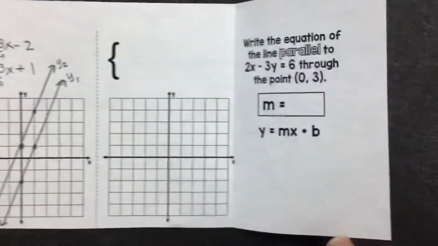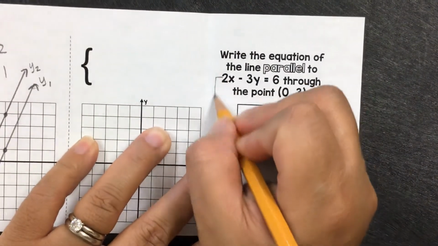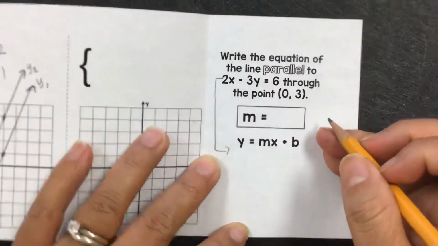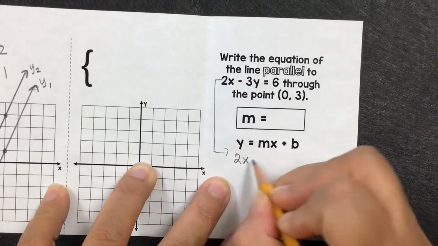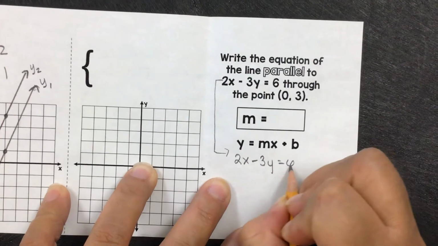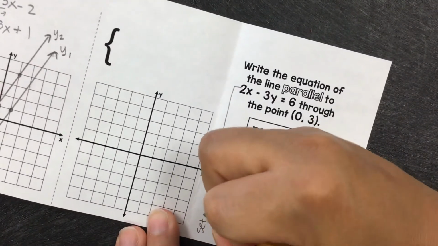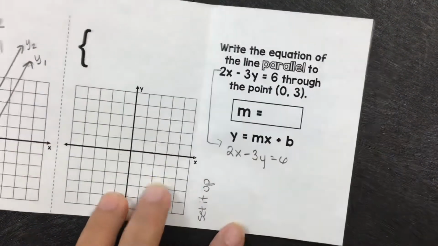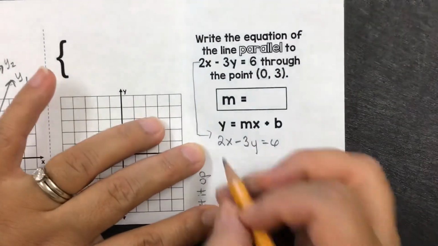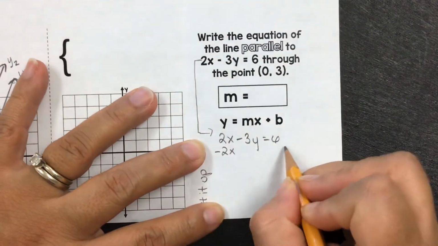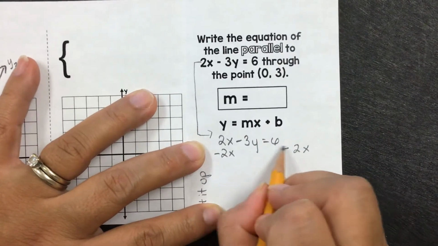For the next one, this one is not ready for us to know what the slope is, so we have to get it ready. We're going to write 2x minus 3y is equal to 6. And I want you to set it up correctly so it reads like y is equal to mx plus b. I'm going to subtract 2x from both sides, and I'm going to write it all the way over here because these two don't go together.